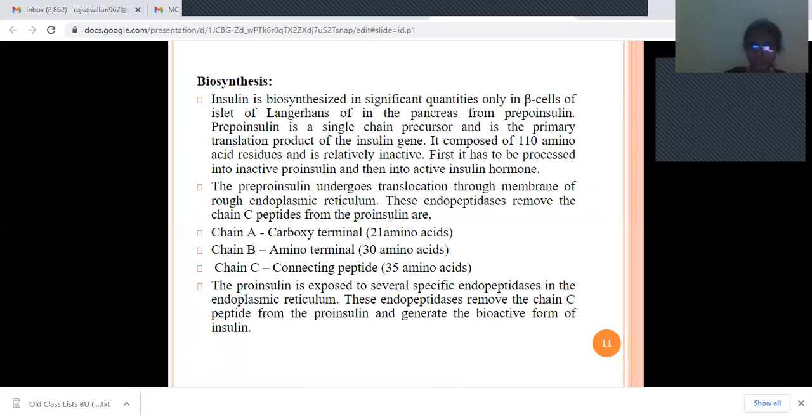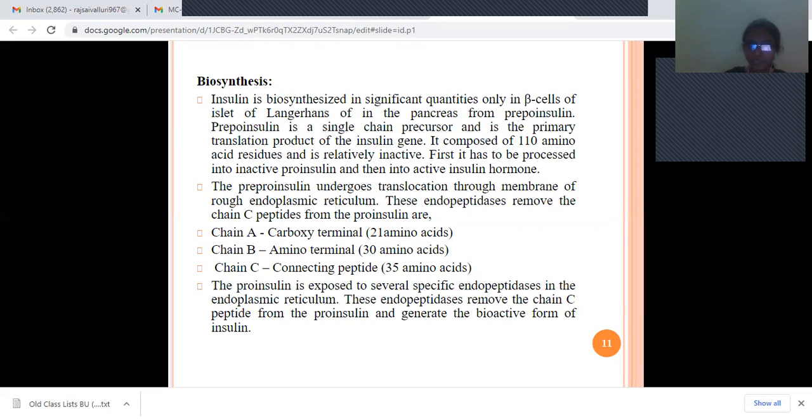So I will explain it again. See here, insulin is mainly produced from the beta cells of the islets of Langerhans of the pancreas. Here it contains 110 amino acids. If you see the structure of proinsulin, three chains are there: chain A, B and C. A is the carboxy terminal. It contains 21 amino acids.